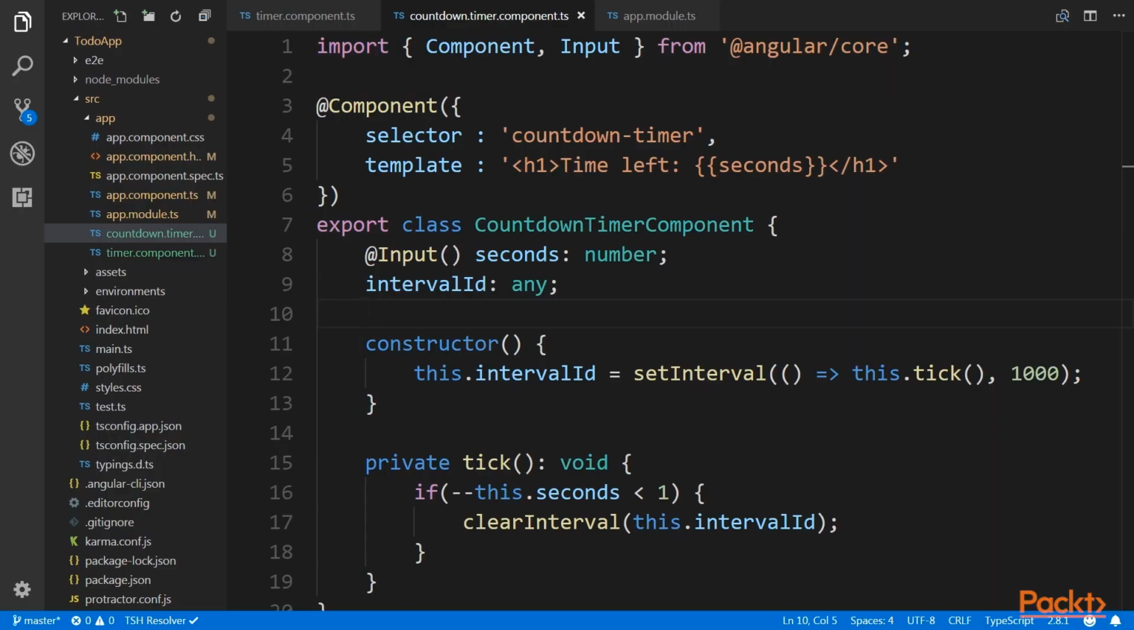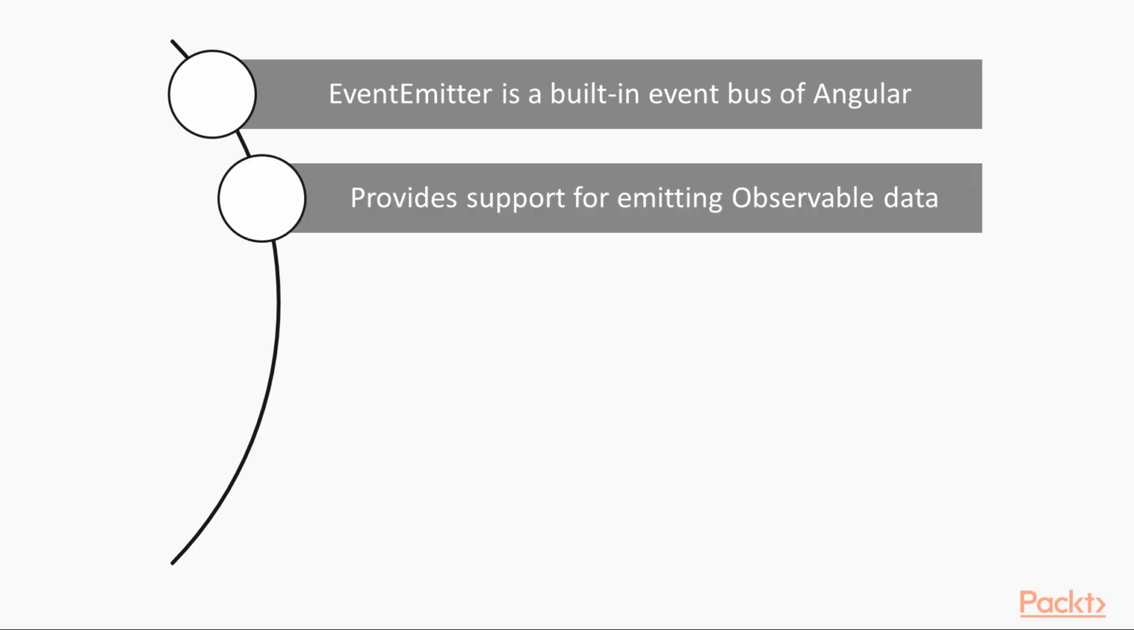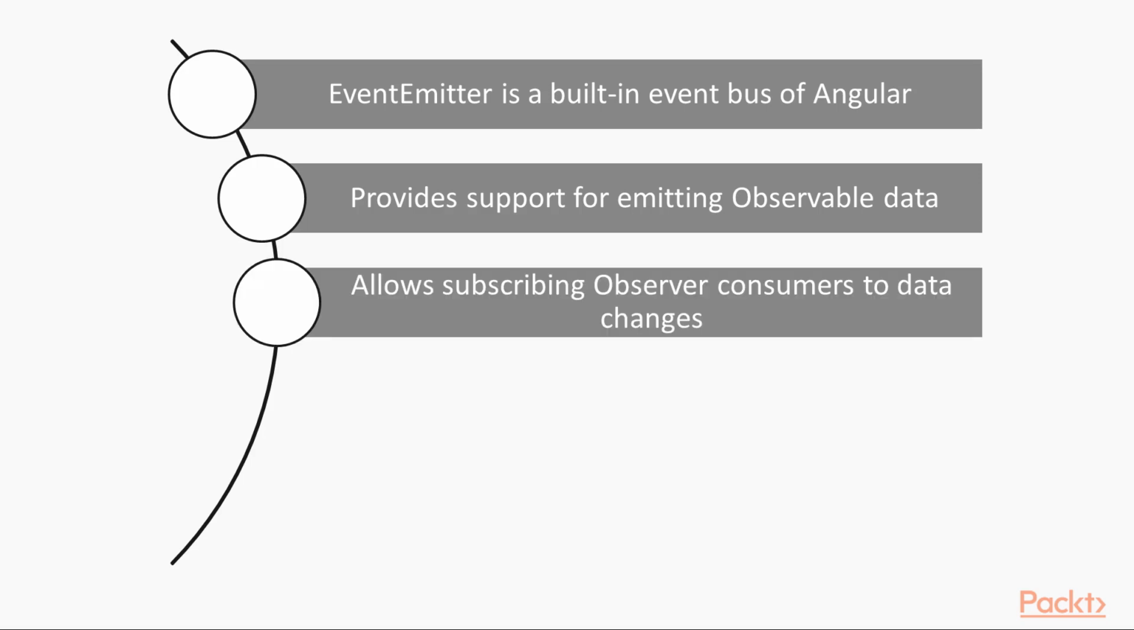In order to trigger custom events, we'll need to bring EventEmitter to the party, along with the Output decorator, whose functionality is exactly the opposite to what we learned regarding the Input decorator. Let's import Output and EventEmitter packages. EventEmitter is the built-in event bus of Angular. In a nutshell, the EventEmitter class provides support for emitting observable data and subscribing observer consumers to data changes.